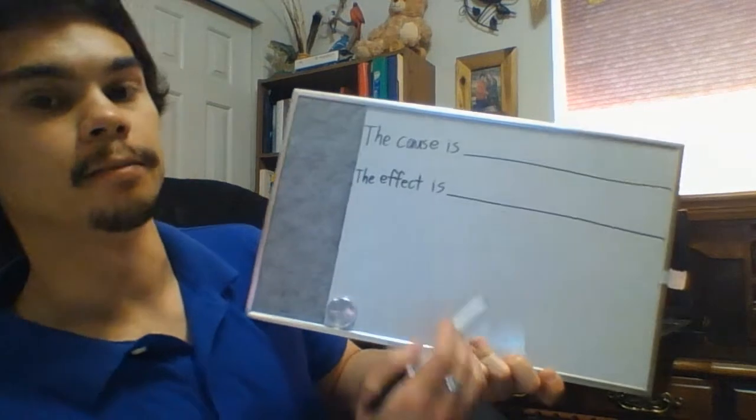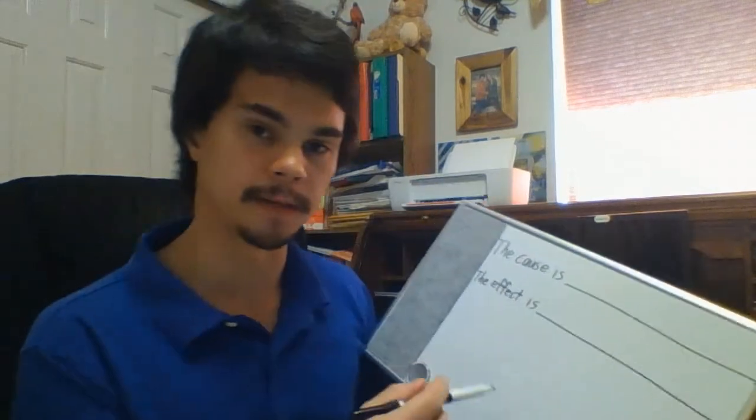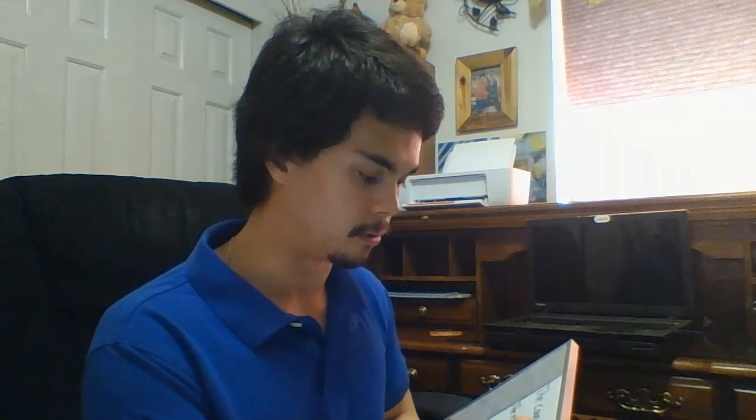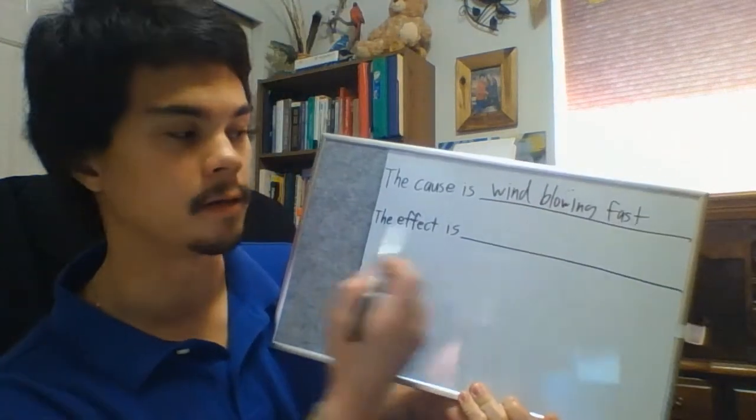Okay, for the Google form that goes along with this, you are going to be identifying cause and effect in sentences, and you'll also identify it in paragraphs like we practiced. And to do this, I want you to use these sentence stems. The cause is blank, and the effect is blank. So for example, on our last one we did, the cause for that was wind blowing fast, and then the effect of the wind blowing fast was houses get destroyed.